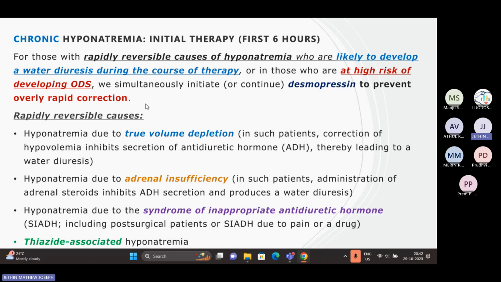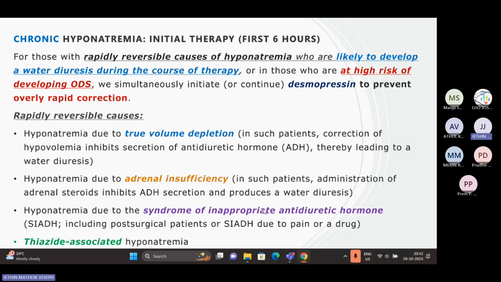First I'll explain rapidly reversible causes. Hyponatremia due to true volume depletion: the cause is rapidly reversible. Once you replace the volume, your ADH is going to become inhibited and hyponatremia will get corrected very quickly. So when you're managing this kind of hyponatremia, there is a risk of overcorrection. That is why you have to be careful in true volume depletion. And in hyponatremia due to adrenal insufficiency, if you administer adrenal steroids, that is also going to inhibit ADH secretion and produce a water diuresis. So hyponatremia in this case also, once you address the cause, will be easily reversed.